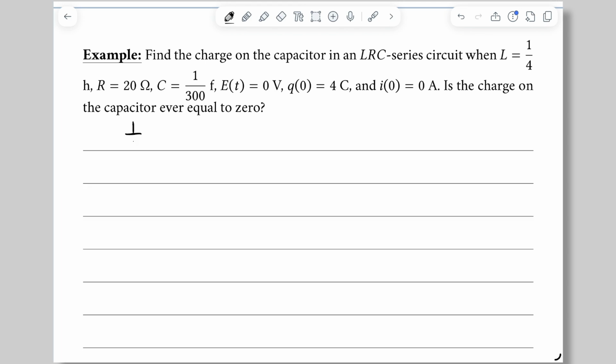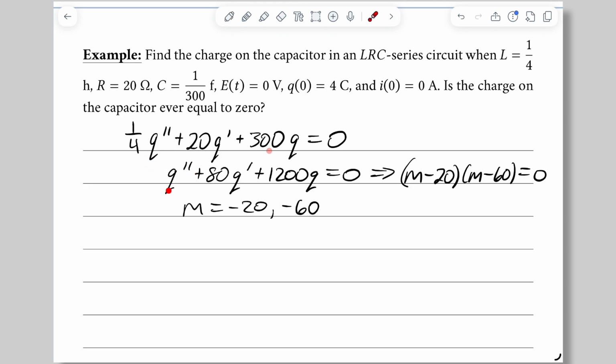This is pretty straightforward. 1/4 q double prime, plus 20 q prime, plus 1/300 q is equal to 0. Clearing the fraction and then writing down the auxiliary equation, factoring it, gives us roots of m equals -20 and -60. So q as a function of time is c1 e^(-20t) plus c2 e^(-60t).